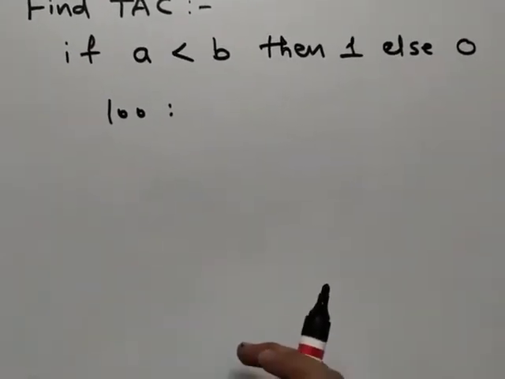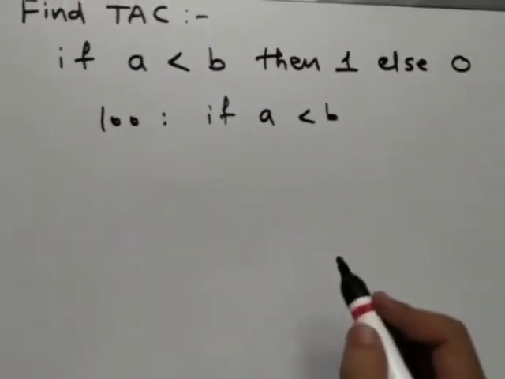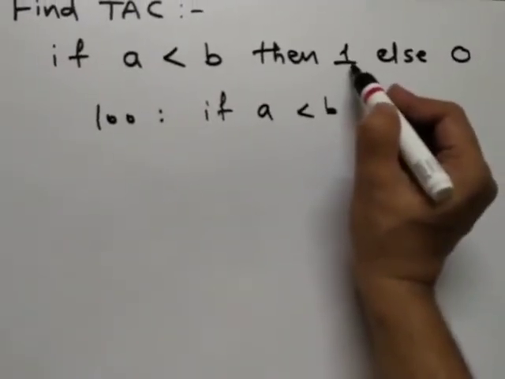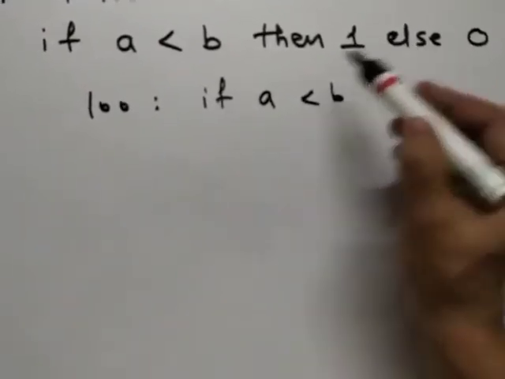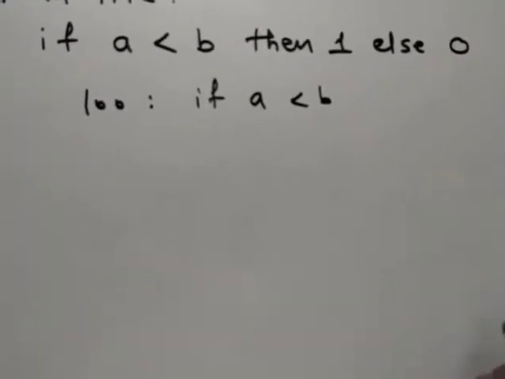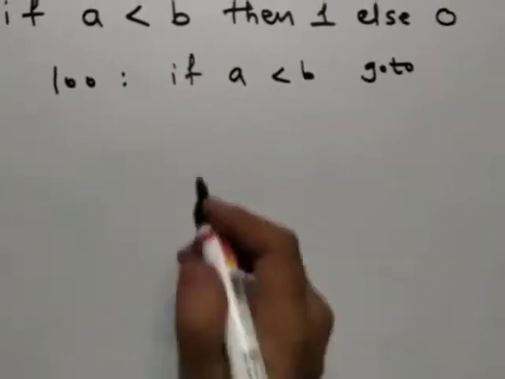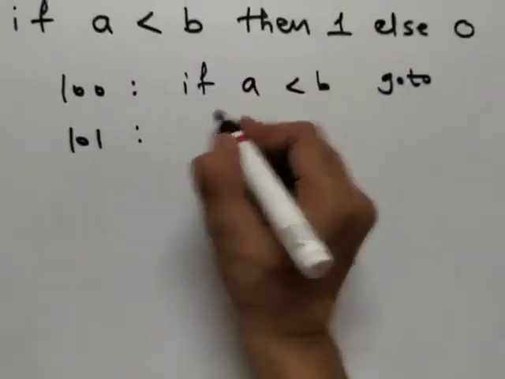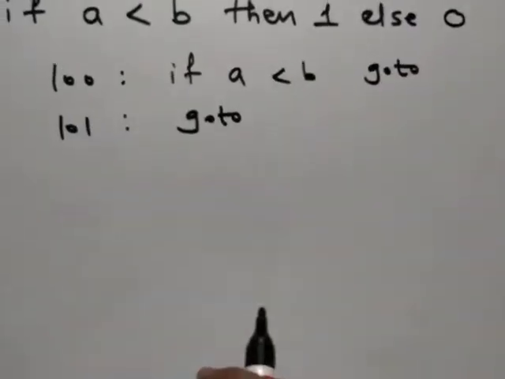So let us say at 100 we have the statement if a less than b. Now this a less than b has a true and a false part. When it is true, we will be jumping to some condition where 1 will be evaluated, and if it is false, then we will be jumping to some location where 0 will be evaluated for the entire expression. So if a less than b, we are jumping somewhere, so go to statement I will write. Then let us say 101, if this is not true, then we will be going to 0. So again we will be jumping to some part, that is go to I have written.